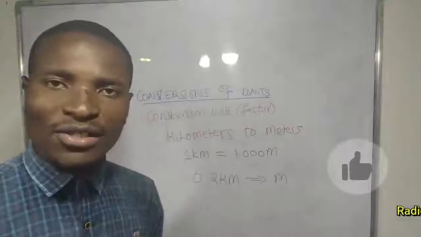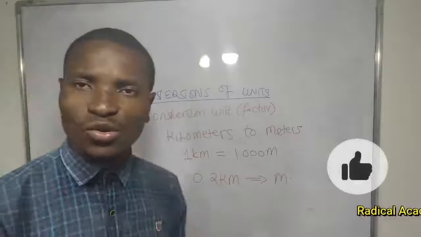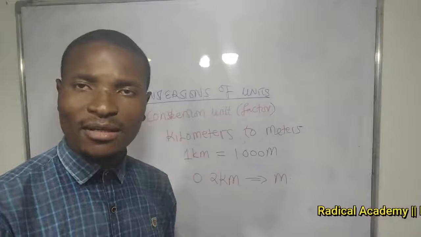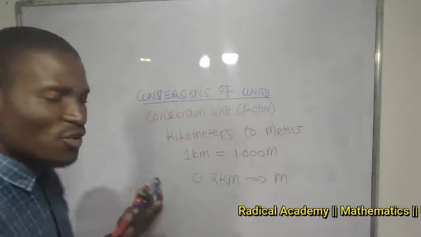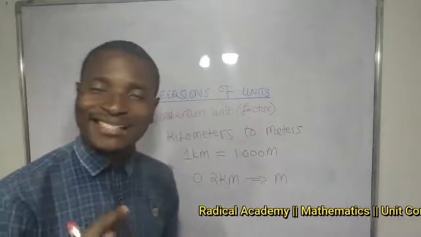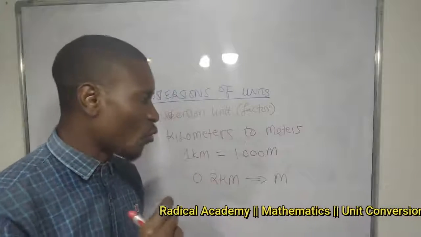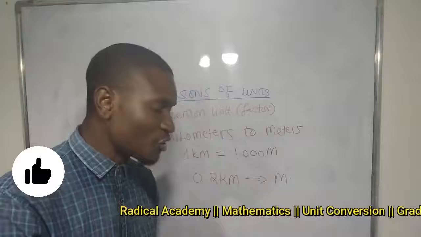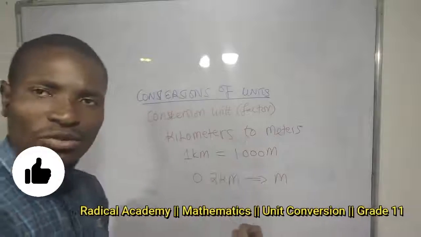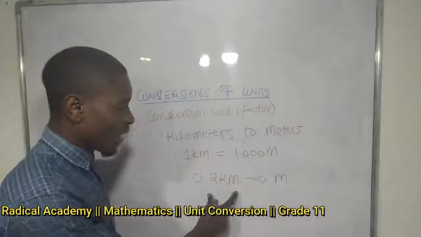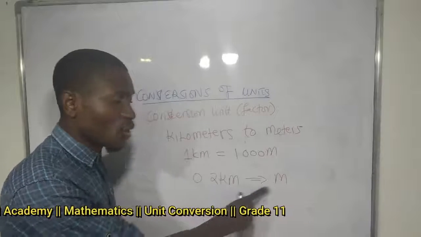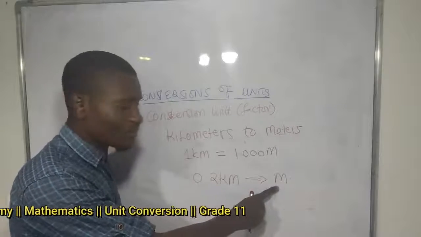There, I want us to convert 0.2 kilometers to meters. So what I'm supposed to do is first of all ask myself, what is it that I'm looking for, and from which unit to what unit. So in this case, I'm coming from kilometers going to meters.